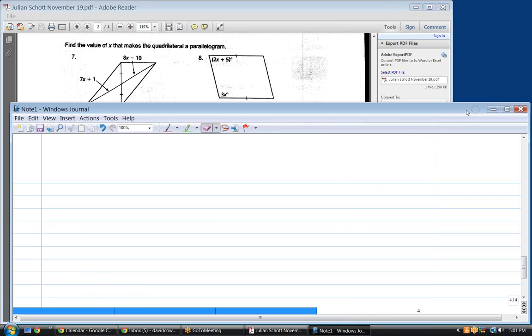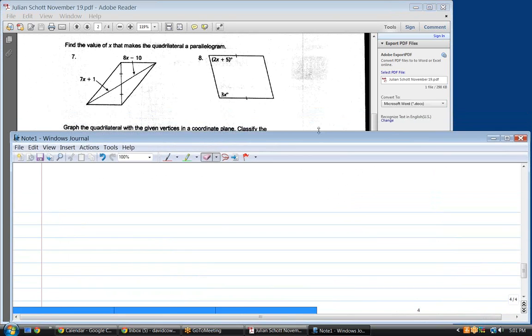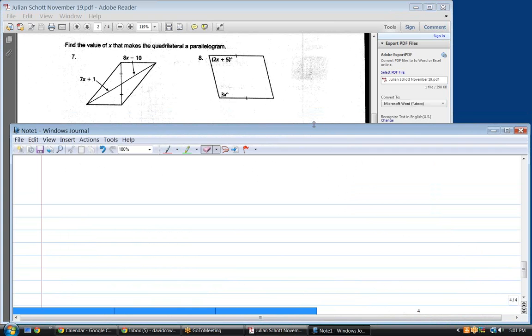I'm getting a little geometry finally again. I haven't been doing much geometry.